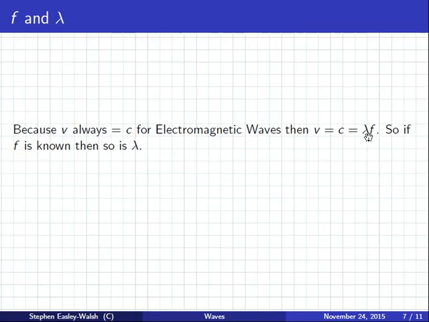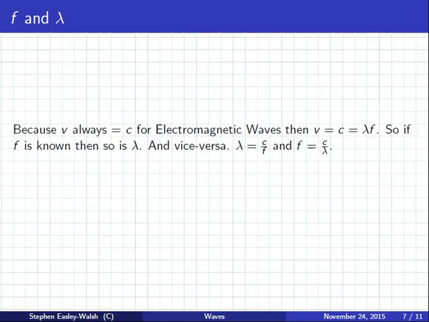Right, now, because v is always equal to c for electromagnetic waves, then you can have v equals c equals λf. So if f is known, then so is λ, because c is a constant, yeah? So if I know the f, can I know the λ? Yes. And likewise, if I know the λ, I can know the f, because c is always λf. So if you know f, you know λ. If you know λ, you know f. So λ is c over f, and f is c over λ.